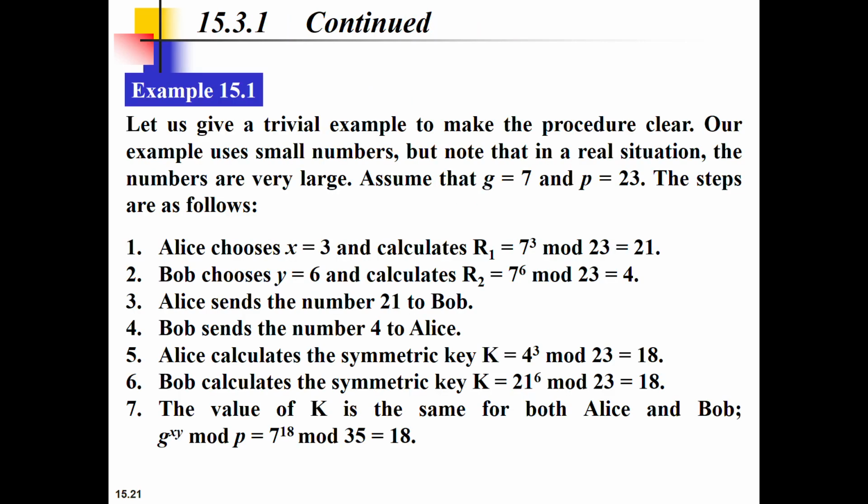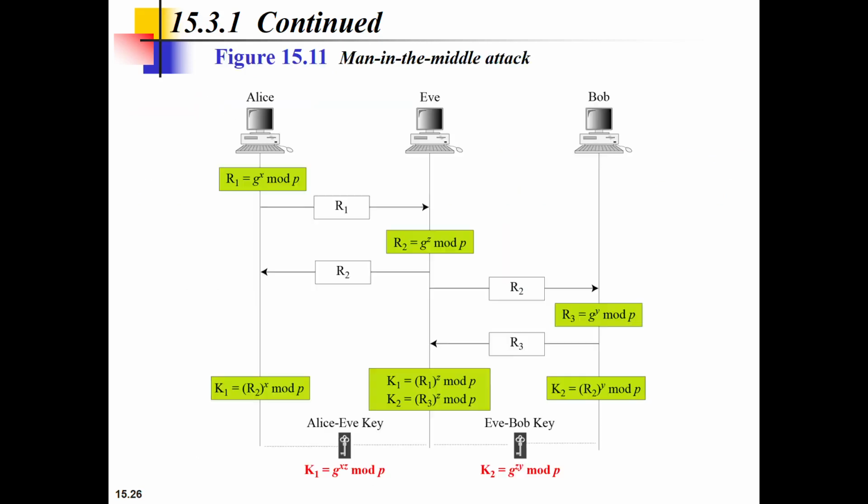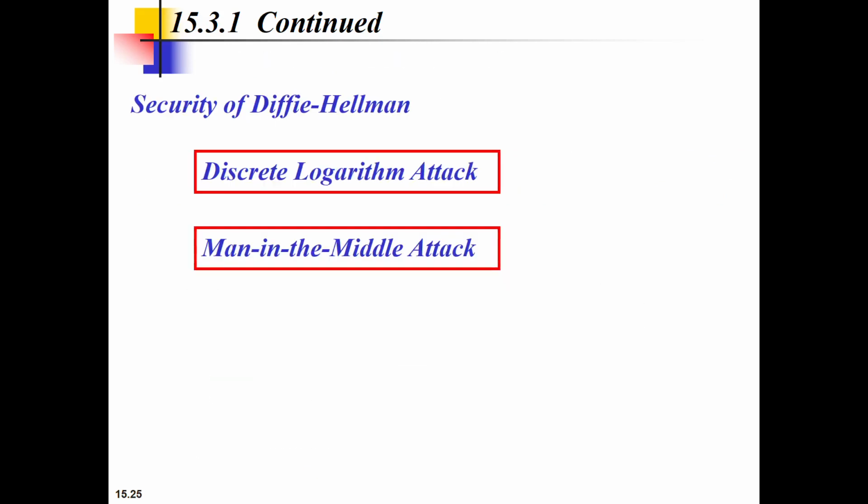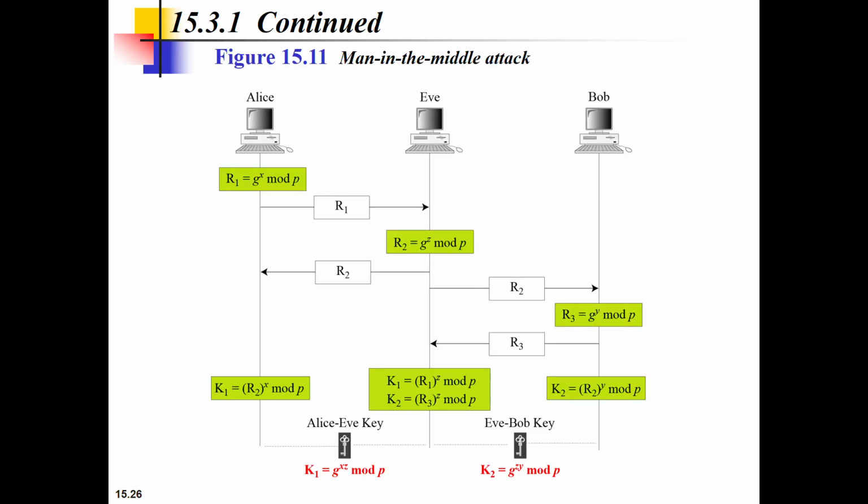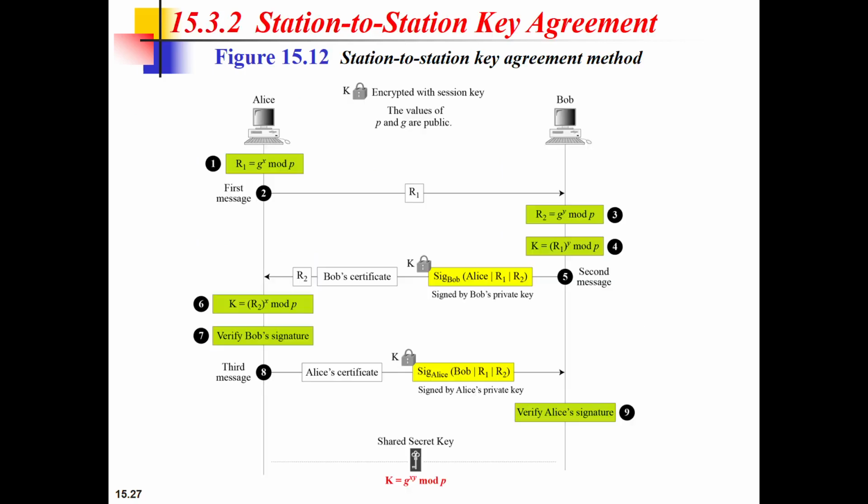As we discussed, there is a problem with the Diffie-Hellman key exchange, which is that it's vulnerable to a man-in-the-middle attack. This is also discussed in the lecture. To overcome this problem, the station-to-station key agreement method is introduced. In the station-to-station key agreement, we have an extra concept called certificates and signatures. The certificates and signatures are used to overcome the problem of man-in-the-middle attack with Diffie-Hellman key exchange.